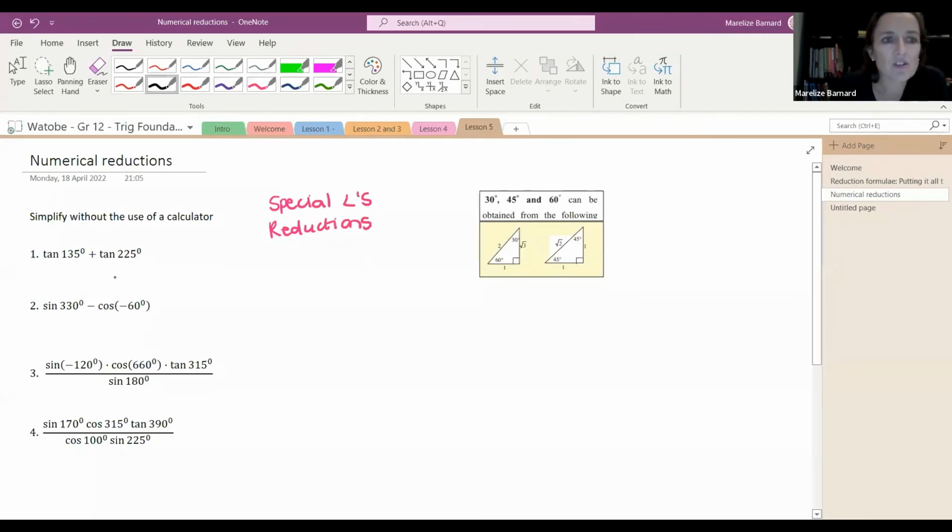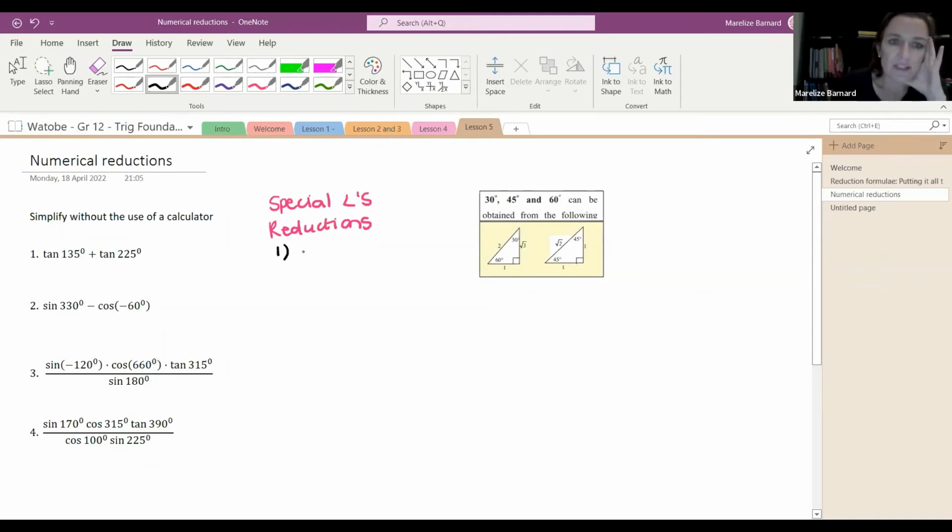Okay, and I'm going to do this first one with you. I'm going to do it on the side here. So tan 135 plus tan 225. So we need to reduce these or simplify these without a calculator. So the minute you hear without a calculator, it means you're either drawing a sketch or you are using special angles. In this case, we're not going to draw a sketch. We are going to use special angles.